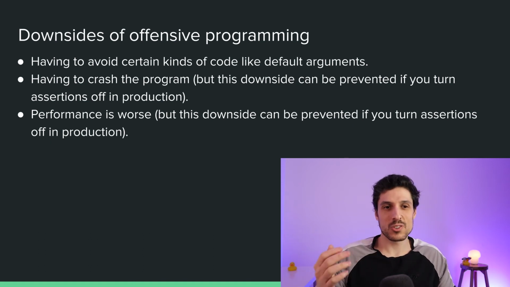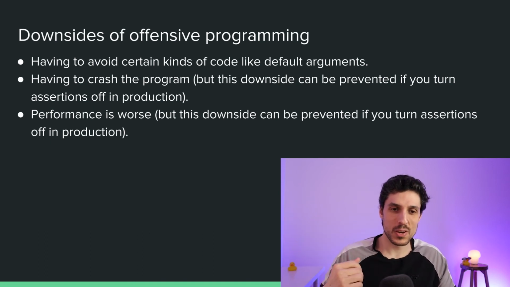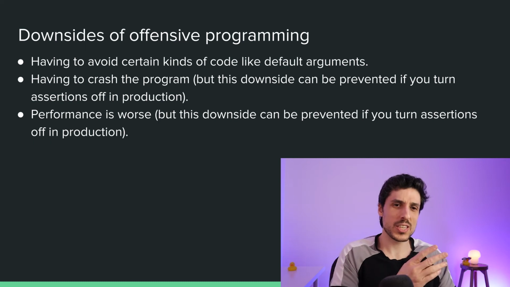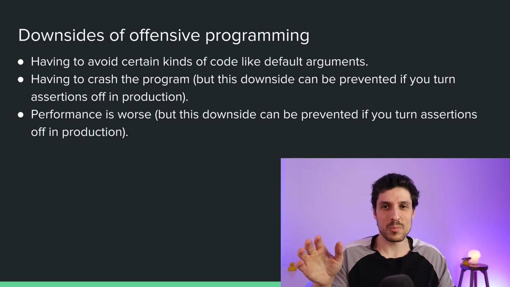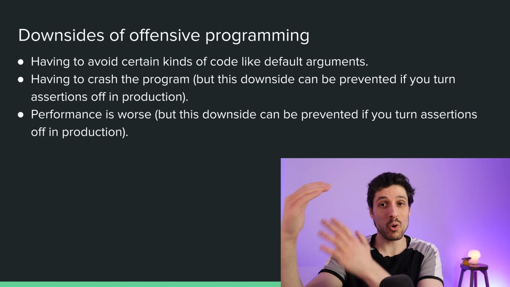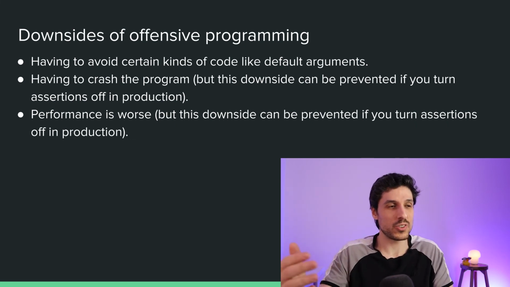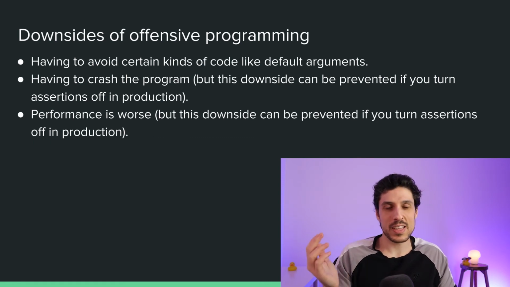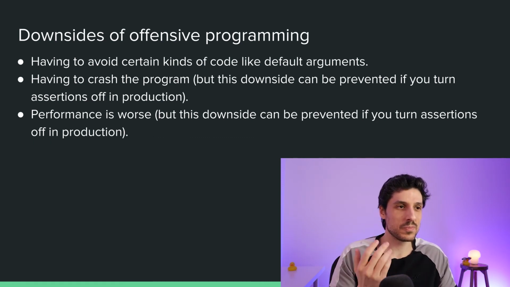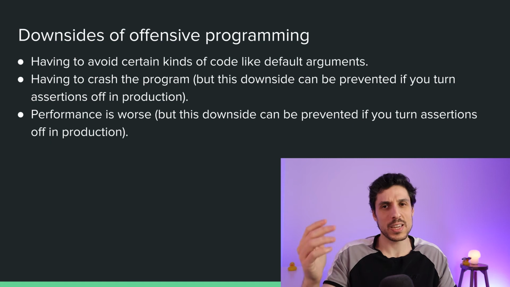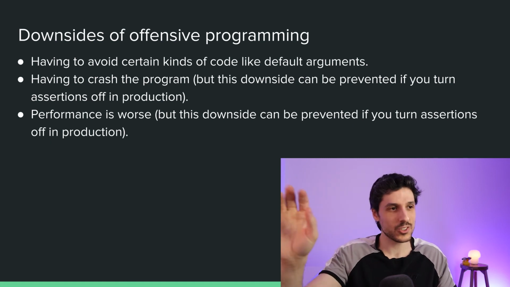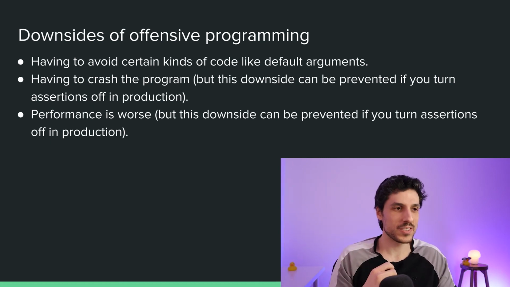And another downside, of course, is having to crash the program, although that one is debatable because, as we said, for assertions, you can turn them off in production. So essentially, you gain all the benefits during development, and you don't have to crash the program in production, right? But another downside is performance, because again, you have more checks and stuff. But again, you can probably turn it off in production. So yes, those kinds of things.